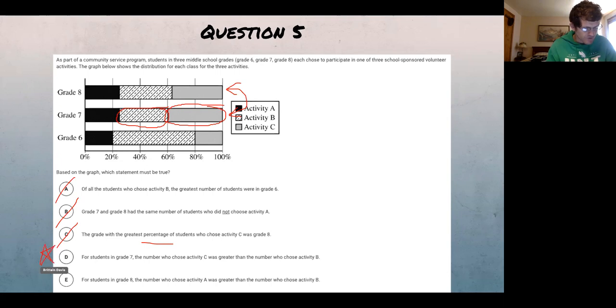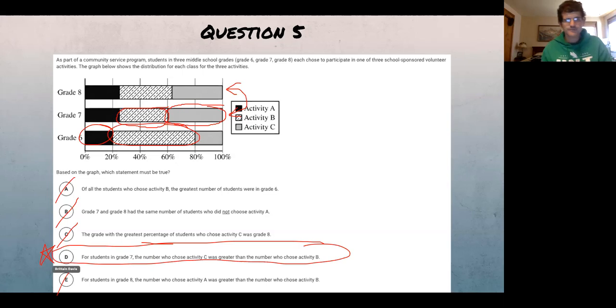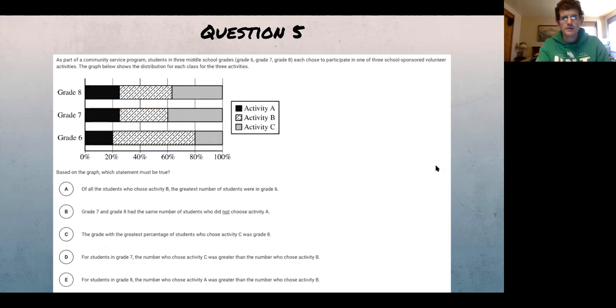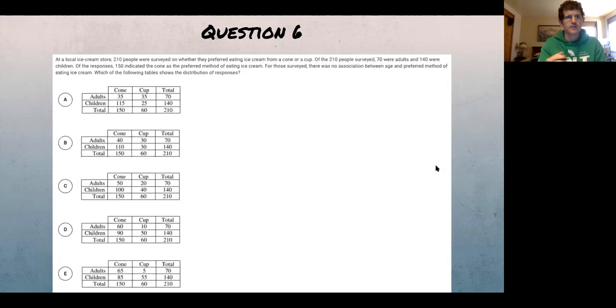Now for students in grade 8, A was greater than B. Here's activity A. There's activity B. That one's definitively not true. So there we are. Okay, assuming no questions, I'll move forward. Some of these are going to go a little faster.